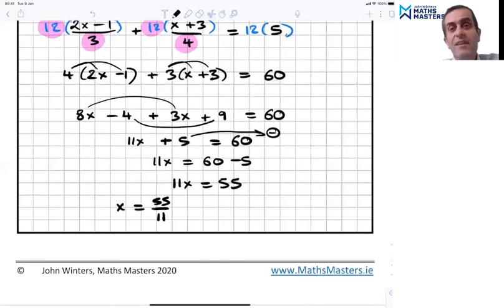On the left-hand side, 11 was being multiplied by x. On the right-hand side, it becomes 55 divided by 11. And 55 divided by 11 is equal to 5. So our answer to this question is x equals 5. Our solution is x equals 5.